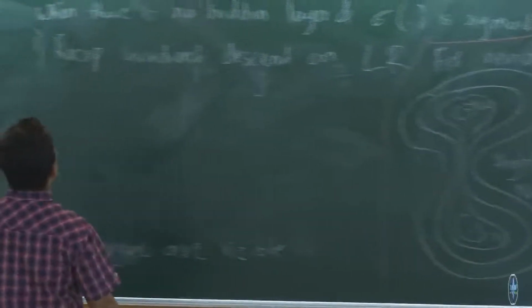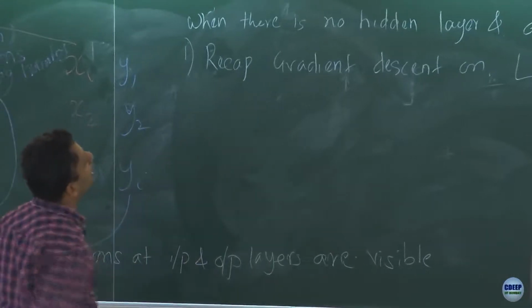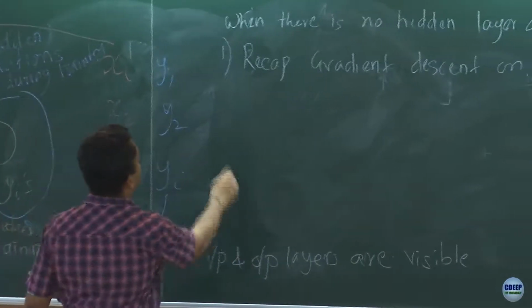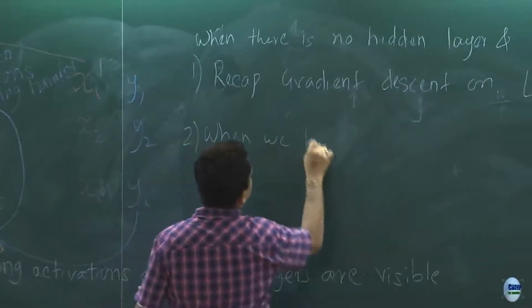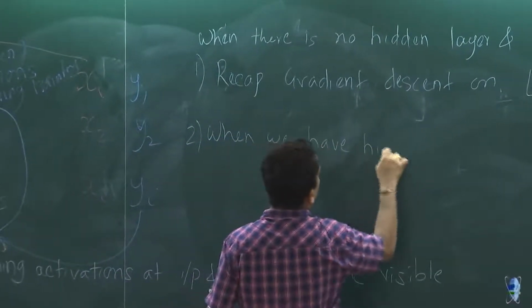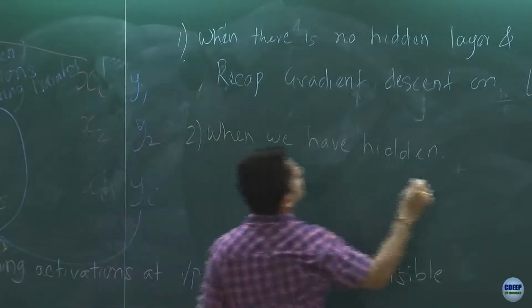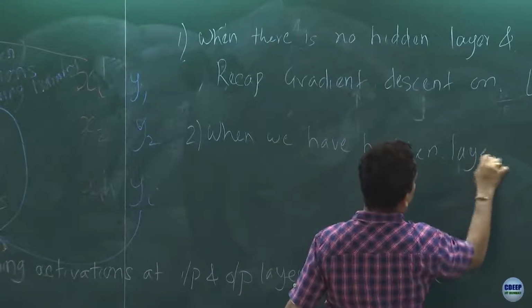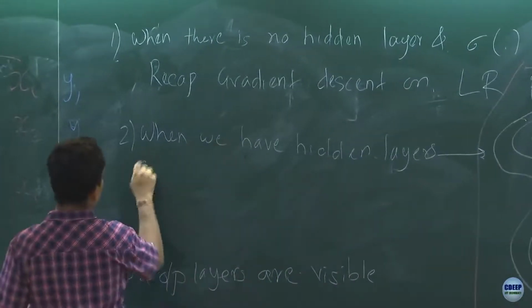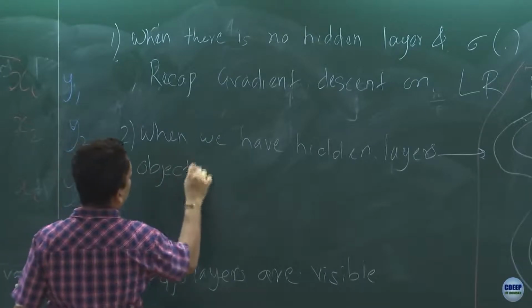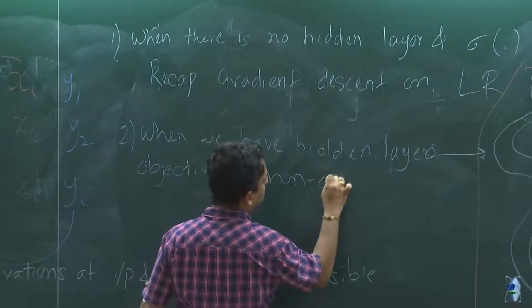Okay, so when there is no hidden layer and sigma is sigmoid, then you have this. But when we have hidden layers, the objective is non-convex. And what objective are we talking about?